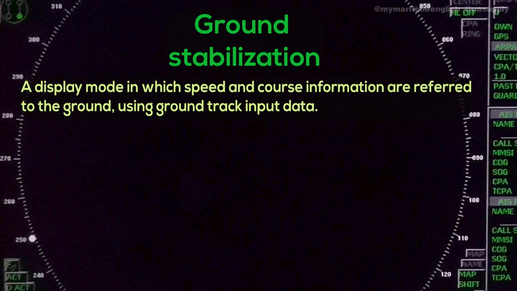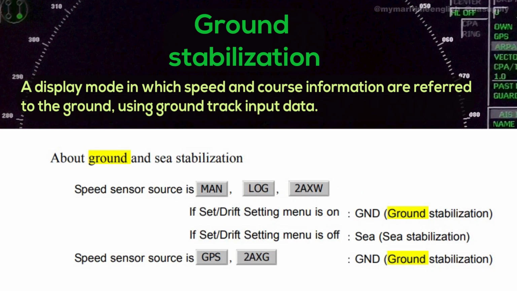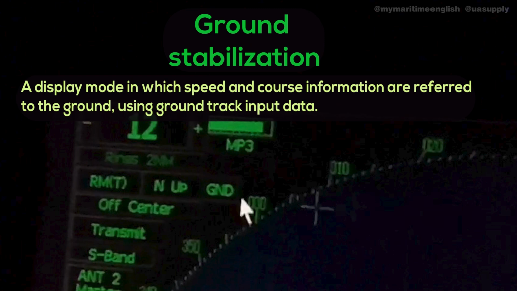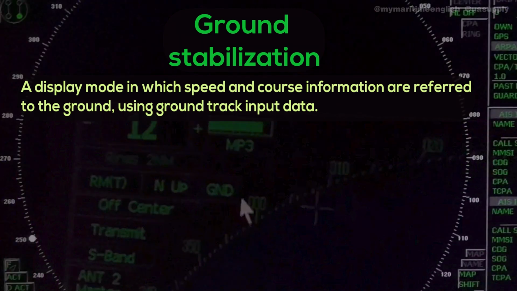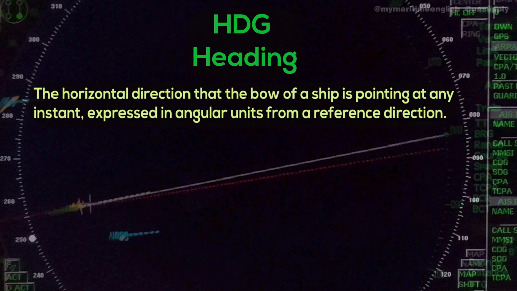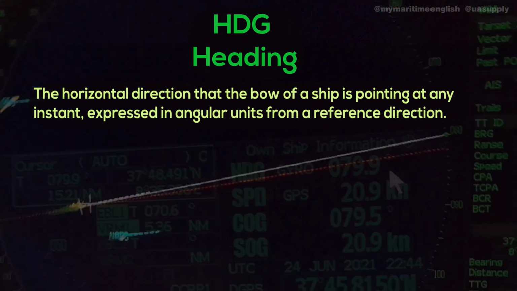Ground stabilization, a display mode in which speed and course information are referred to the ground, using ground track input data. HDG, heading, the horizontal direction that the bow of a ship is pointing at any instant, expressed in angular units from a reference direction.